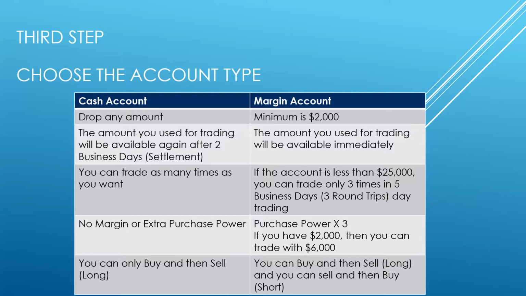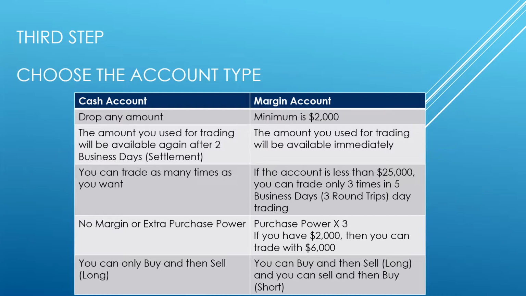The third thing, cash account, you can trade as many times as you want. There's no limitation. While in the margin account, if the account is less than $25,000, you can trade 3 times in 5 business days. And when I say 3 times, it means you have to do it within the same day. So if you buy 10 stocks of Microsoft today and then you sell them today, this is called a round trip. But if you buy 10 stocks of Microsoft today and you sell them tomorrow, this is not a round trip.